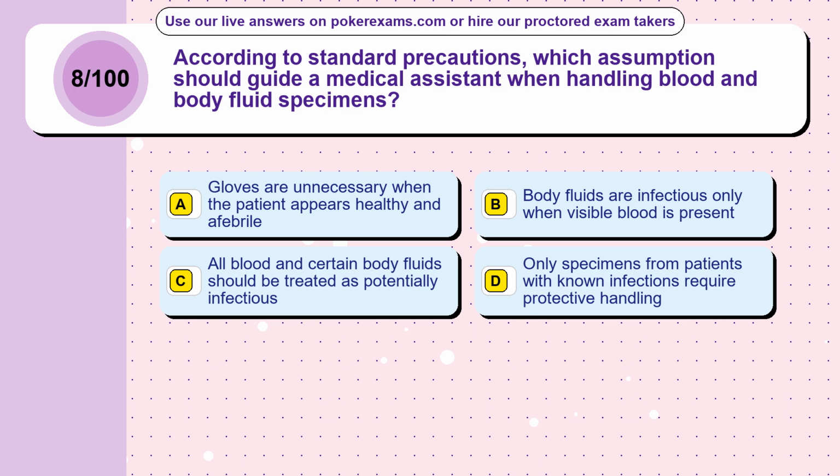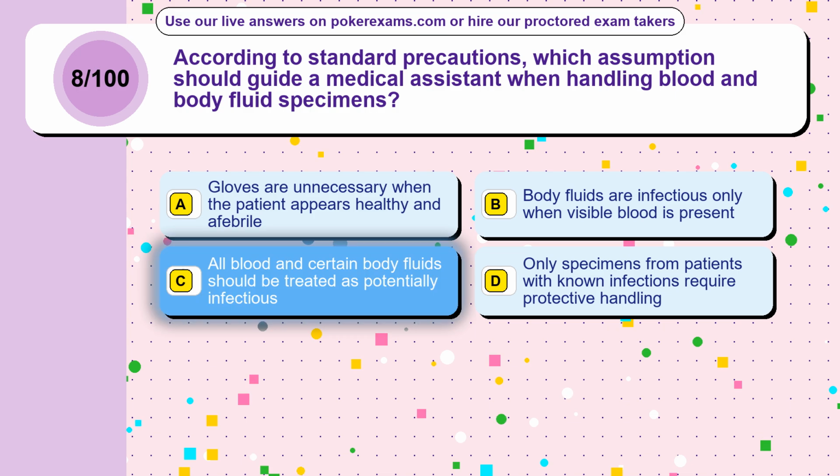Option A. Gloves are unnecessary when the patient appears healthy and afebrile. Option B. Body fluids are infectious only when visible blood is present. Option C. All blood and certain body fluids should be treated as potentially infectious. Option D. Only specimens from patients with known infections require protective handling.